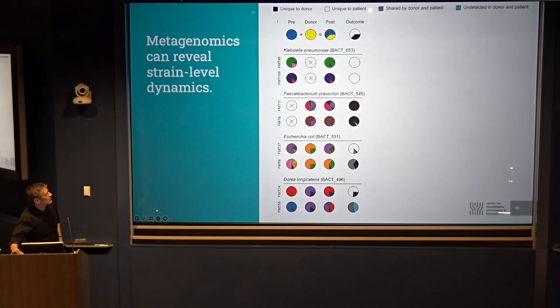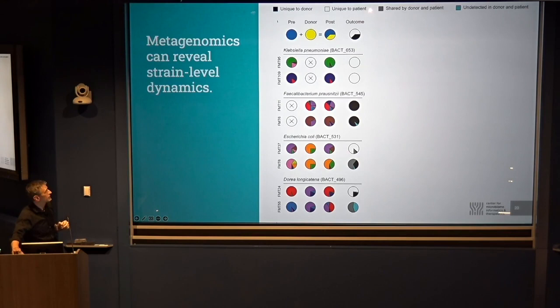So the first example under my hypothetical one, and here we have two patients. Each of the patients had a few different strains of Klebsiella initially. The donor didn't have any, and the patient kept all of those strains of Klebsiella after the fecal transplant.